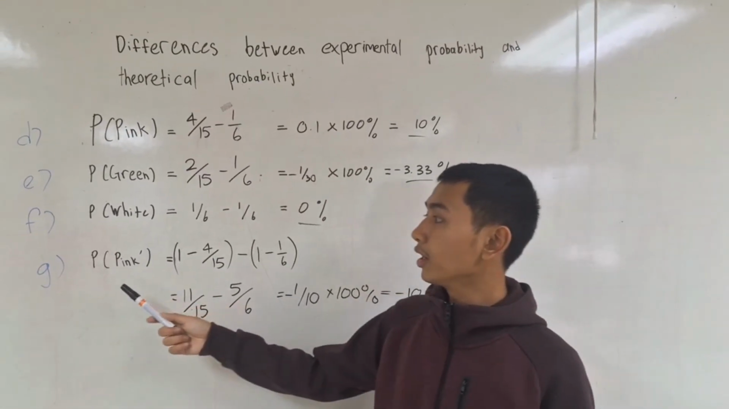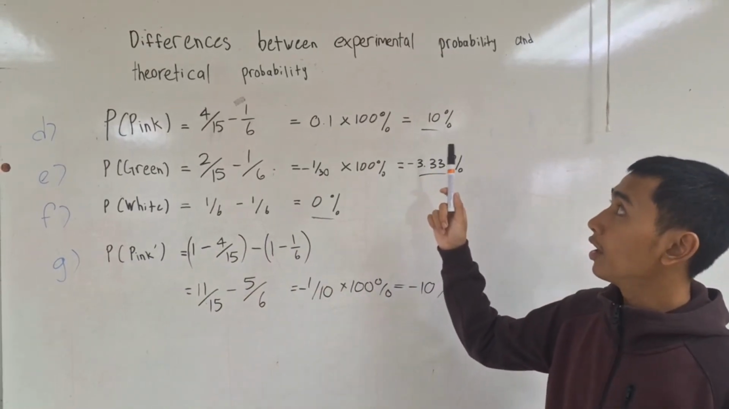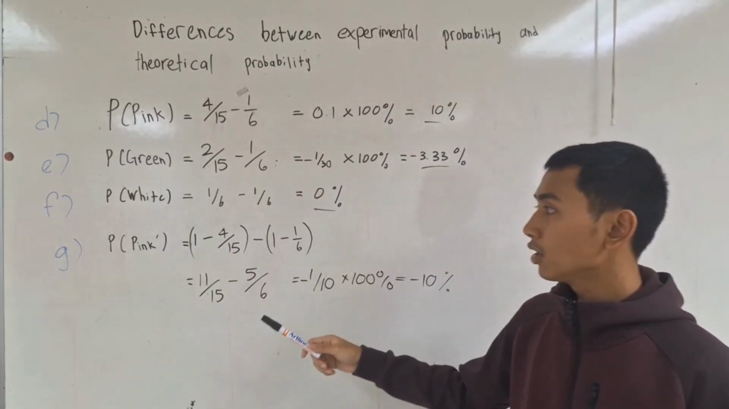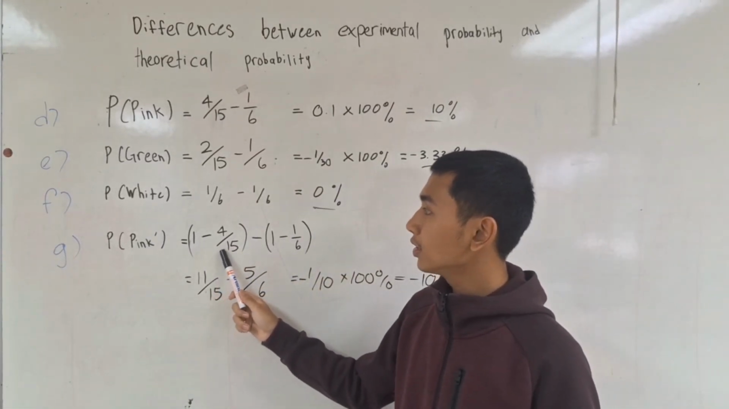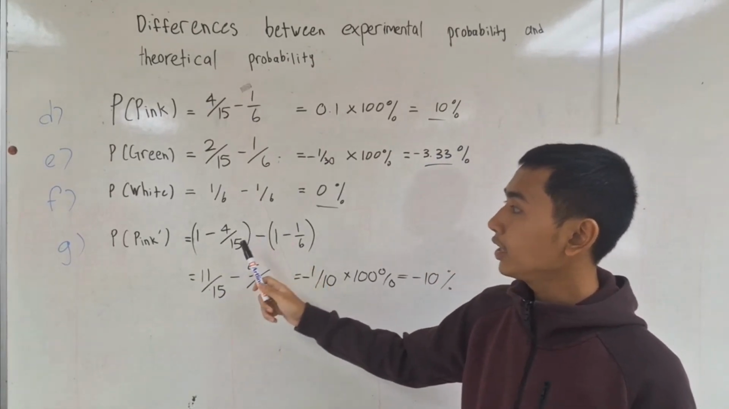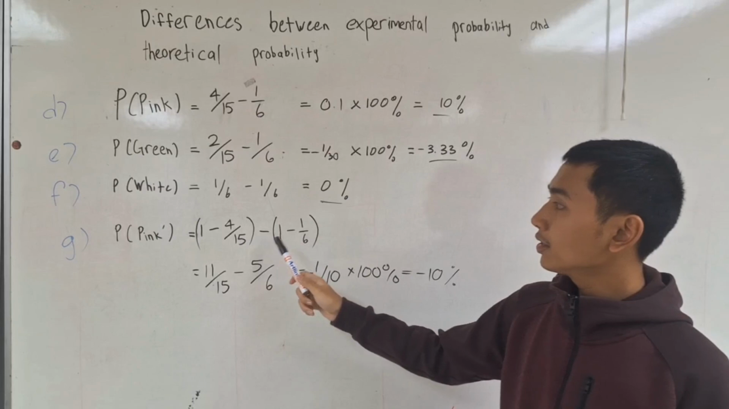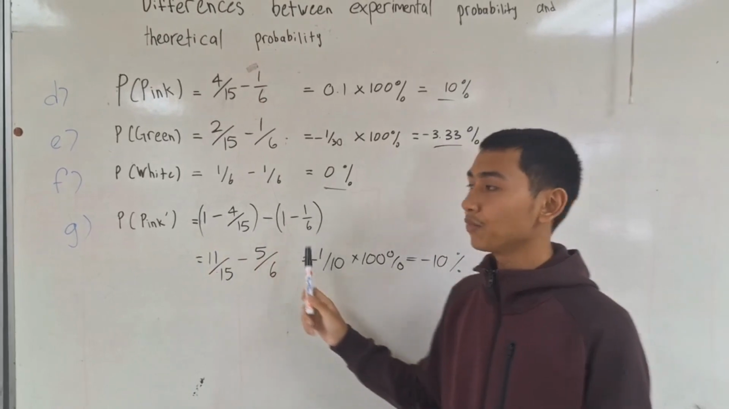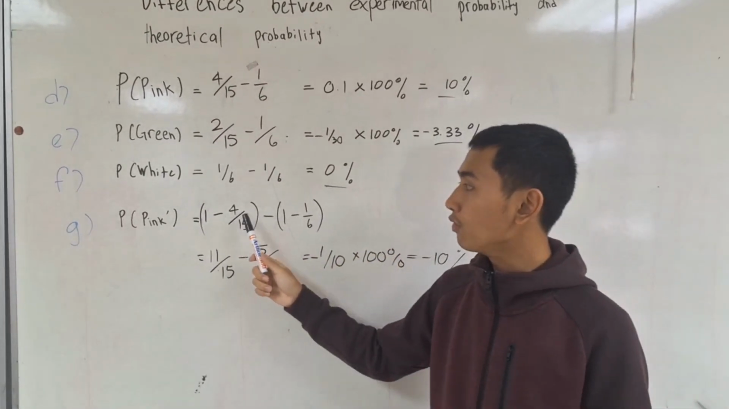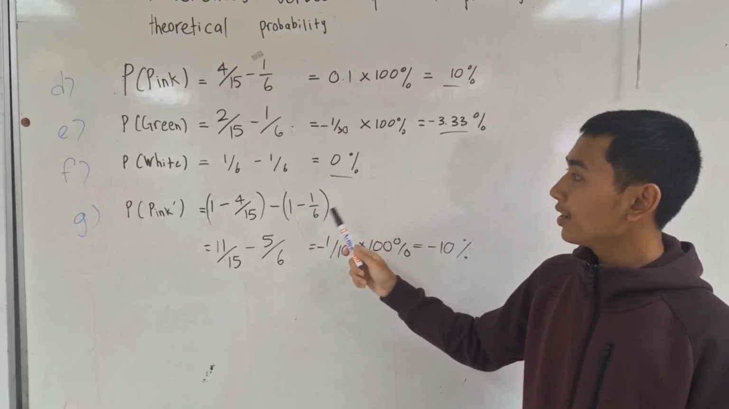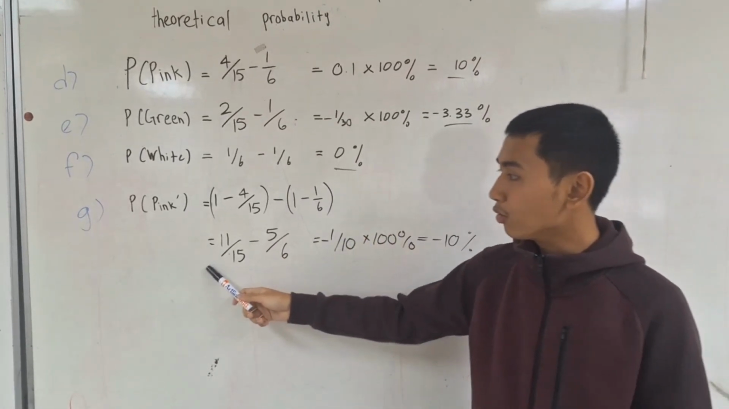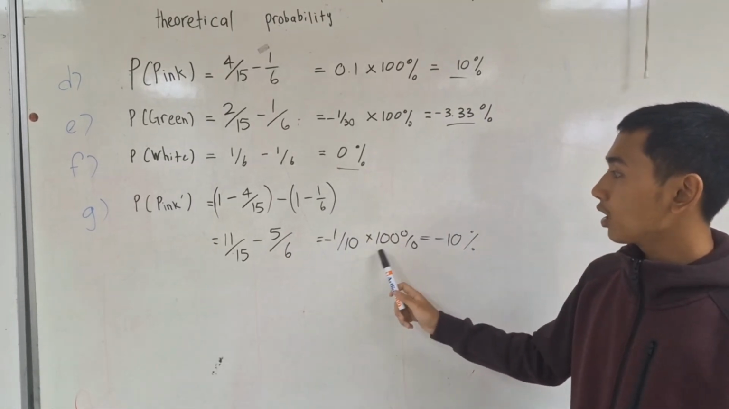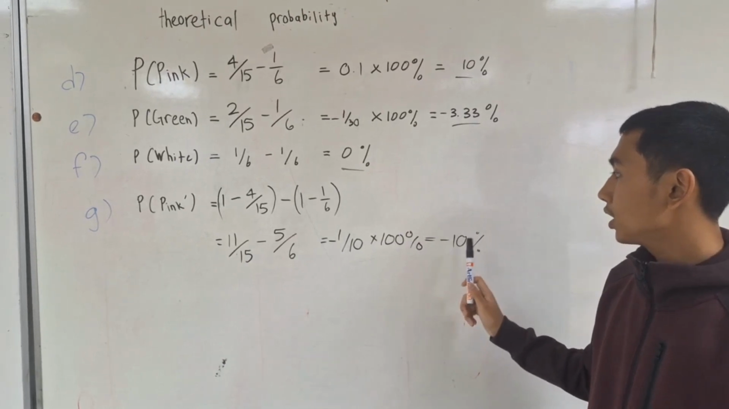For the last question, the difference between experimental probability and theoretical probability of the spinner landing not on the pink section, we need to do 1 minus the experimental probability of landing on the pink section, minus 1 minus the theoretical probability of landing on the pink section. So the calculation is (1 - 4/15) - (1 - 1/6), which is 11/15 minus 5/6. Then we get negative 1/10 times 100%. The final answer is negative 10%.